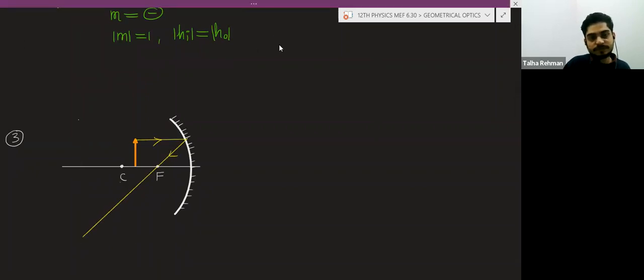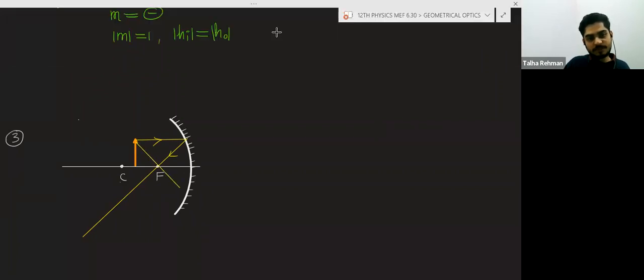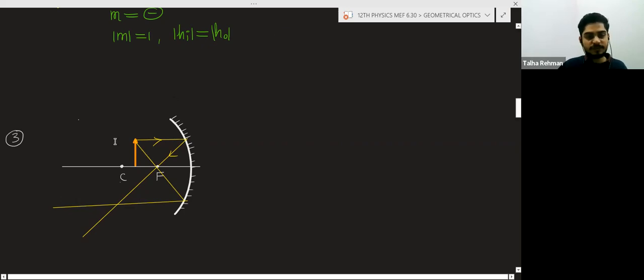And now another ray is passing through the focus, and becomes parallel to the principal axis after reflection. So basically the image will form beyond the center of curvature.